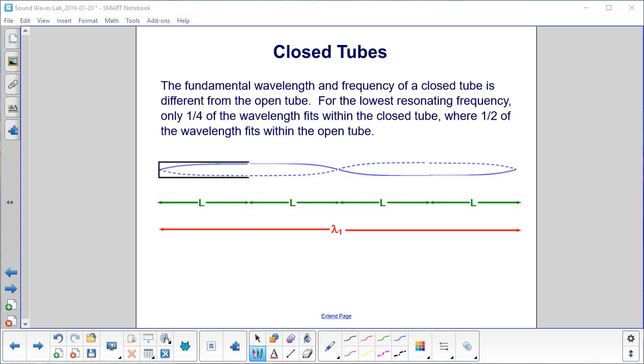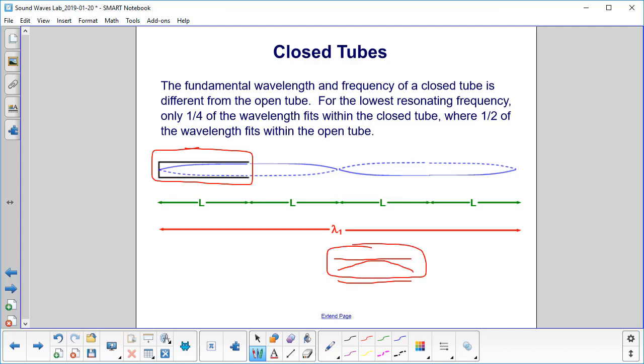The fundamental wavelength and frequency of a closed tube is different from the open tube. For the lowest resonating frequency, only 1/4 of the wavelength fits within the closed tube, and that's what was sketched on the previous slide. When we had the open tube, and we'll take the pressure variation, it went like this and came down. So what do we have here? We have half a wavelength. And we've got a sketch here.